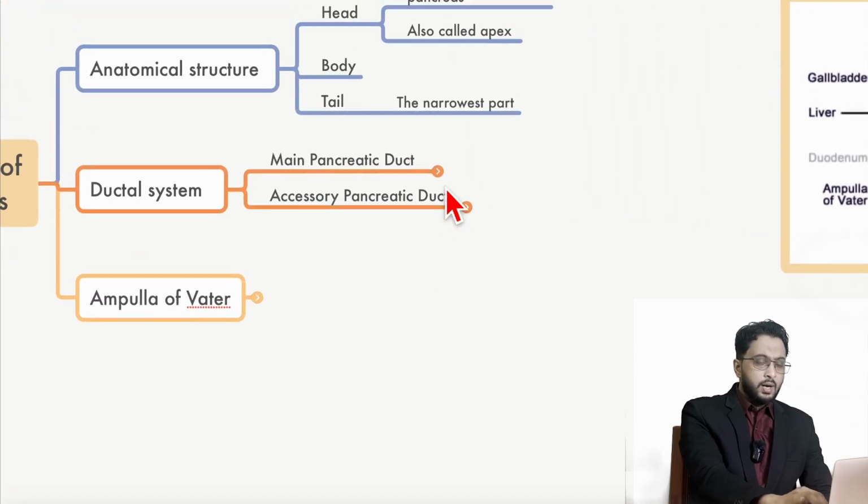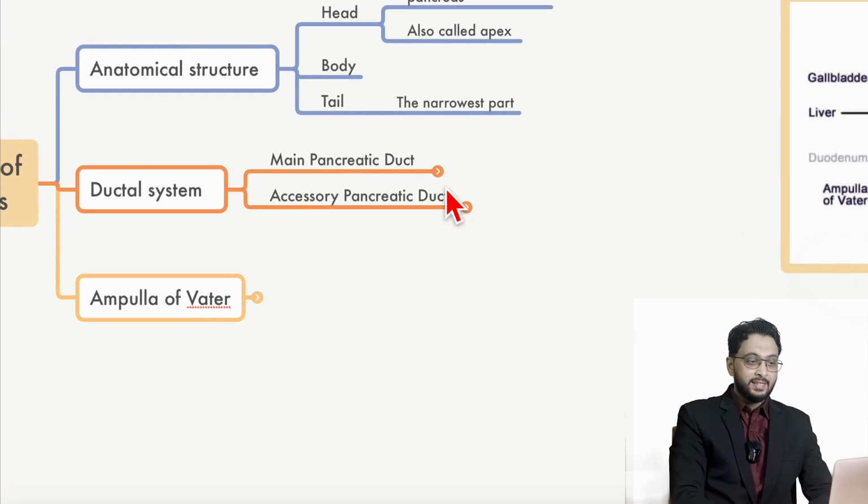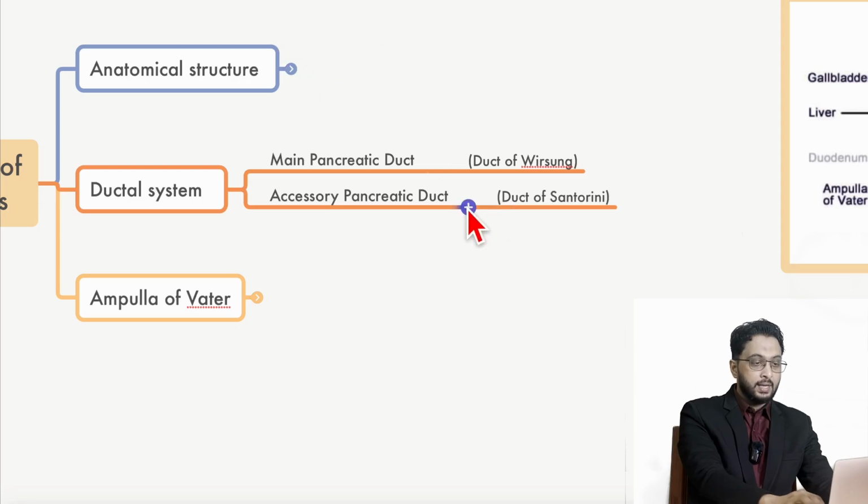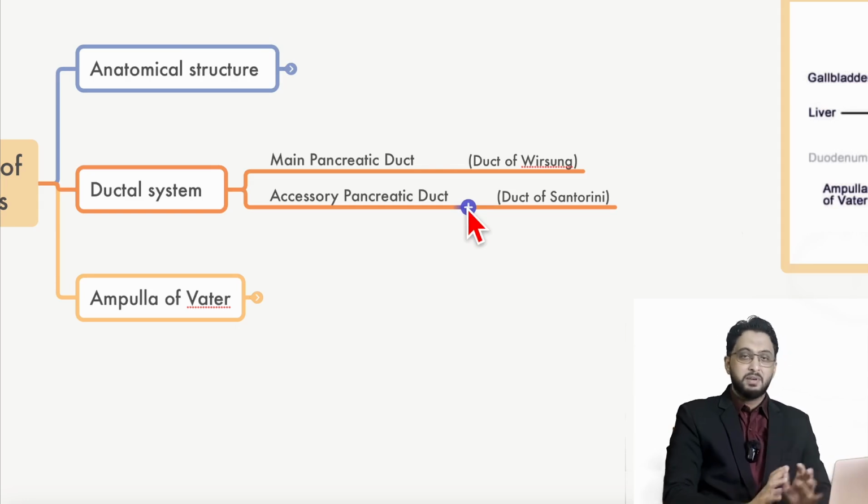The main pancreatic duct and accessory pancreatic duct, it would have been very good if they kept it like that, but unfortunately for us, they put a name. The main pancreatic duct is called the duct of Wirsung, and the accessory pancreatic duct, they named it the duct of Santorini. Good to know.